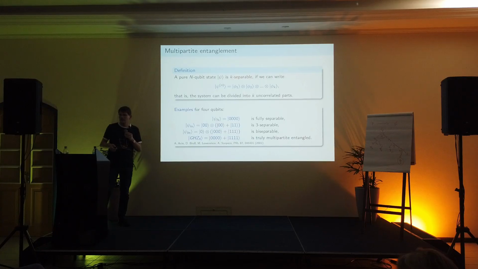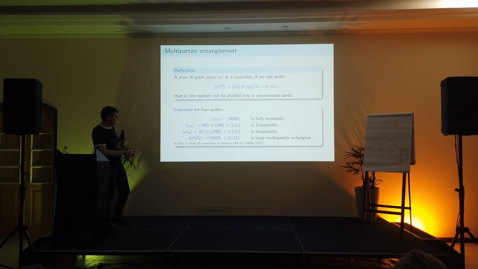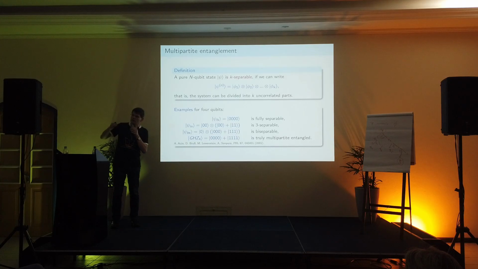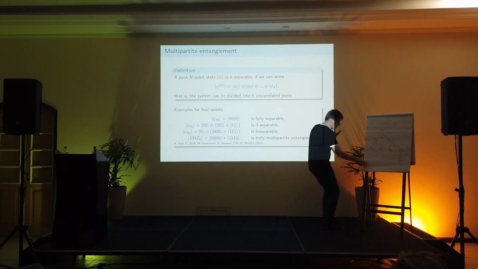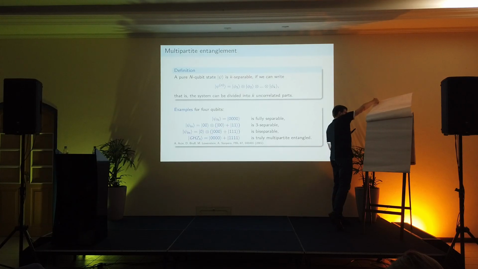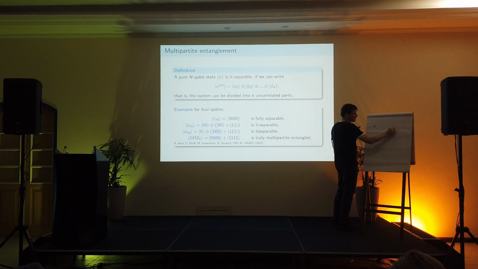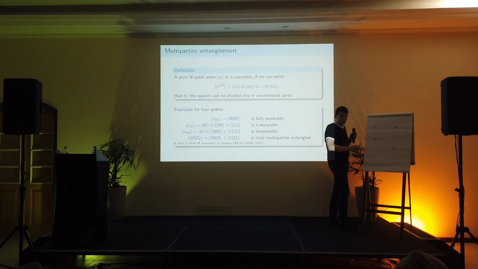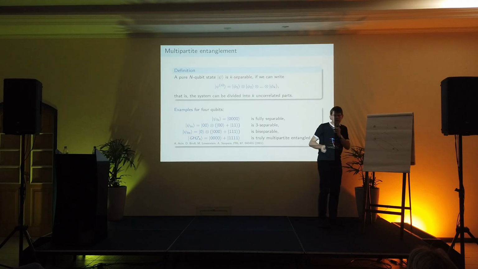Yes? What does 3-separable mean? 3-separable means that there's a tripartition of the 4 particles where there's no entanglement. So in this picture it means something like, you have 4 particles, but I can group them together. So it's a tripartition into 3 parties where there's no entanglement, but there's maybe entanglement between these 2 guys.